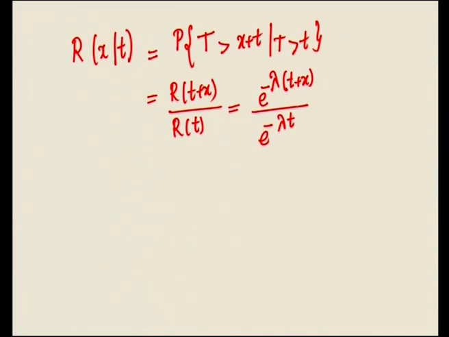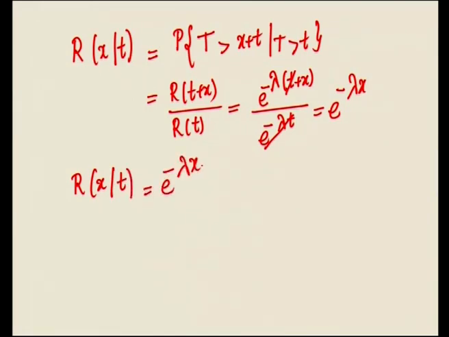What do we get from here? This e power minus lambda t gets cancelled out. We are left with e power minus lambda x. So R of x given t is given by e power minus lambda x. Now, what does this suggest? This is nothing but the expression for R of x, the reliability function of the exponential distribution. But what non-negative values does x take? So x is greater than or equal to 0.